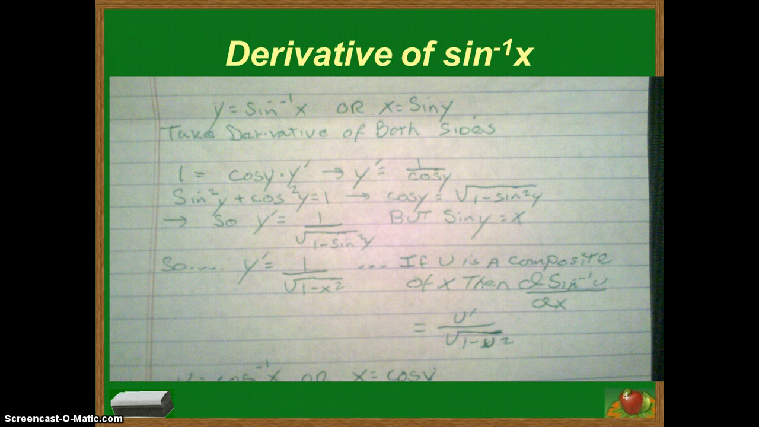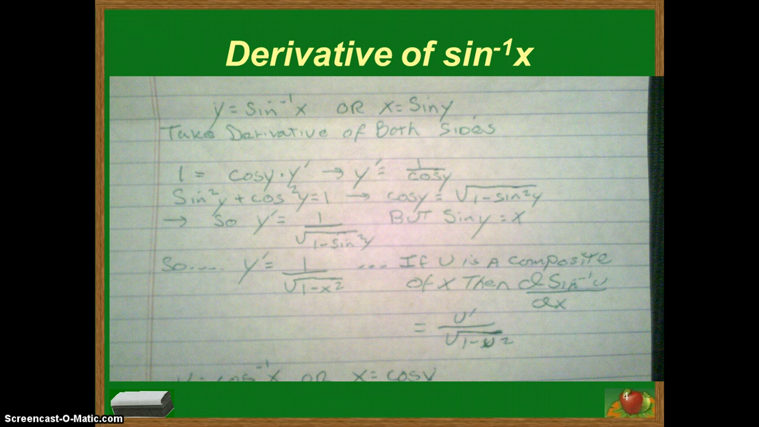Derivative of what's called sine negative 1 of x, or arc sine. Alright, so we start with y equals sine negative 1 of x. That is the same thing as saying x equals sine of y, because you're switching. In the original function, you would just switch the x and the y. So let's just take the derivative of both sides of x equals sine of y with respect to x. You would get 1 equals the cosine of y. Don't forget, you have to multiply by y prime. So y prime would be 1 over cosine of y.